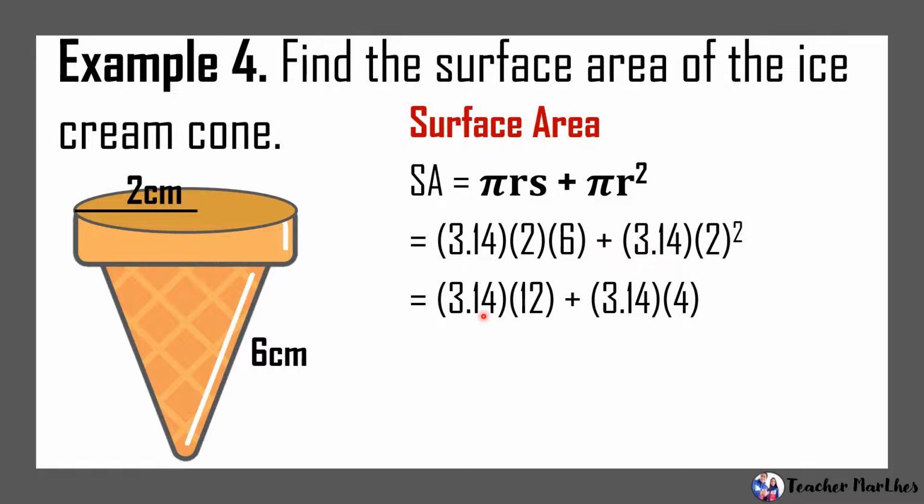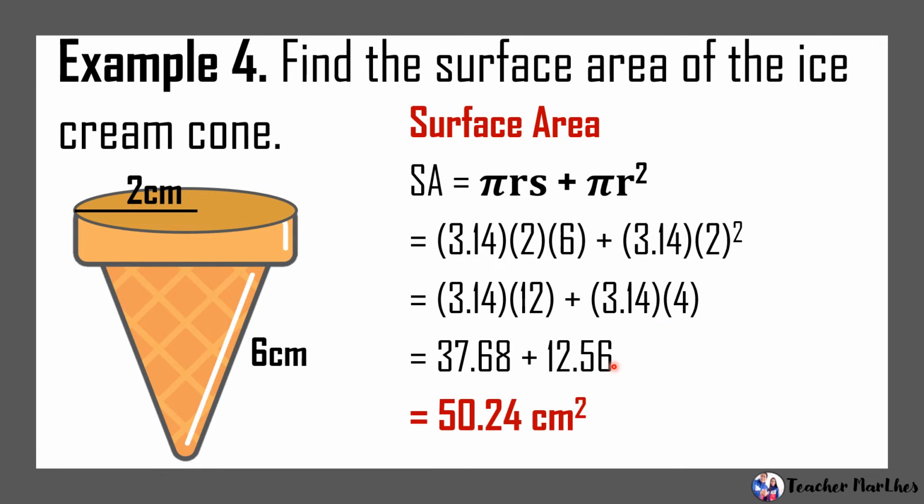So, 3.14, then 2 times 6 is equal to 12. So, we have 3.14. 2 times 2 is equal to 4. So, 3.14 times 12 is equal to 37.68 plus 3.14 times 4 is equal to 12.56. So, the total is 50.24 square centimeters. Therefore, the surface area of this ice cream cone is 50.24 square centimeters.